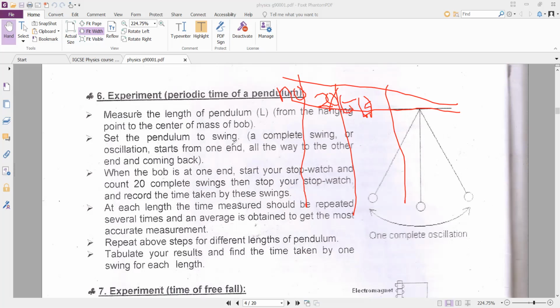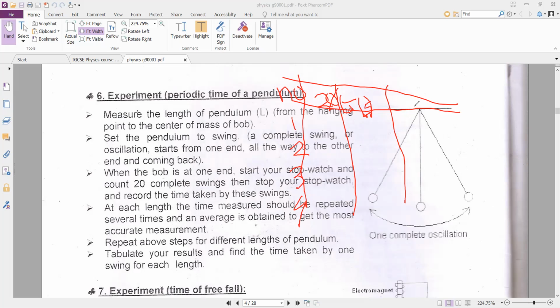For the first trial, this is number 1, number 2, number 3, number 4. Repeat this experiment four times. When the bob starts, start the stopwatch and count 20 complete swings, then stop it and record the time. At each length, the time measurement should be repeated several times and the average obtained to get the most accurate measurement.